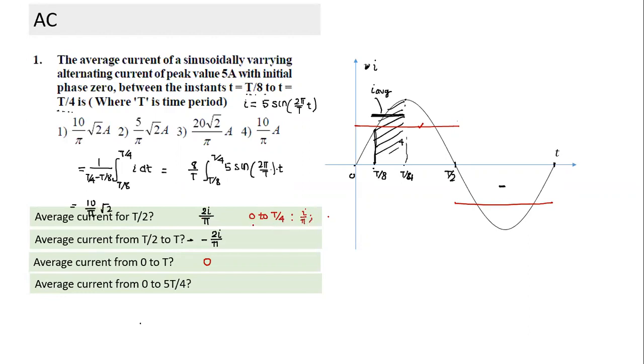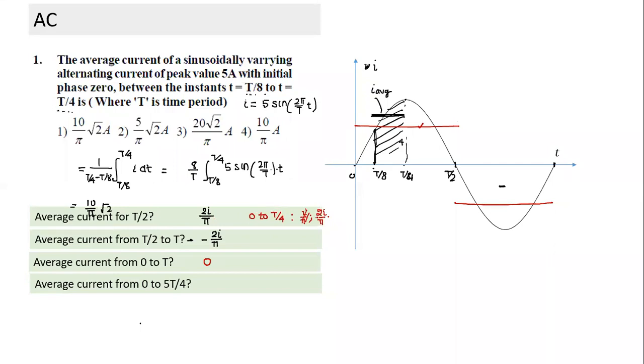Disha, what will be the average between 0 to T by 4? 2I by pi. Why would it be 2I by pi? Because the time period is also half and the area is also half. Yes, basically what is happening here is the area is becoming double and the time is also becoming double, so the area and time are both halved.